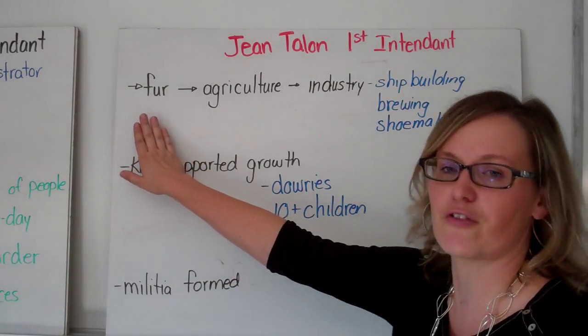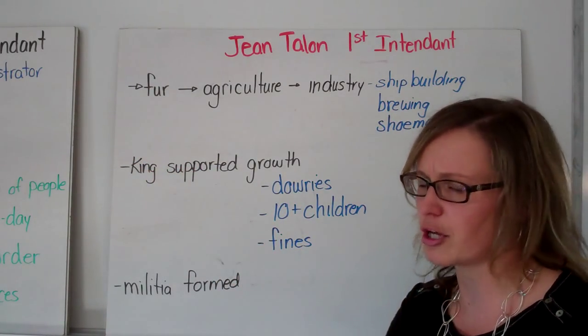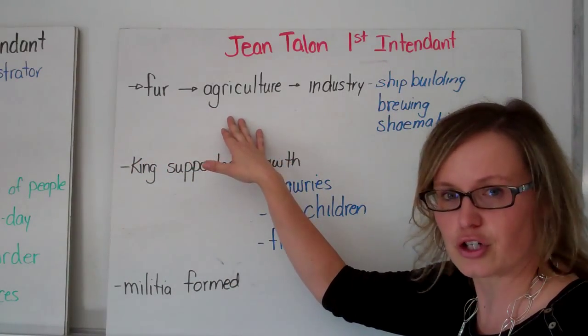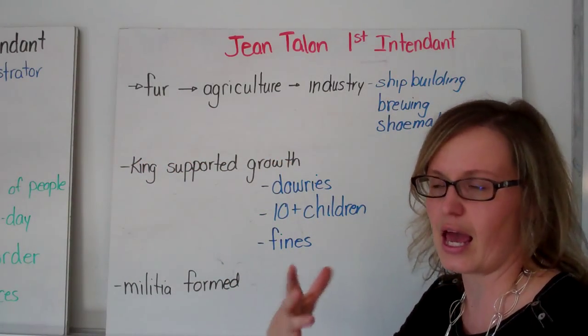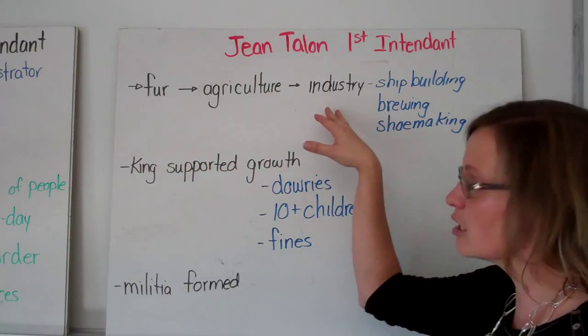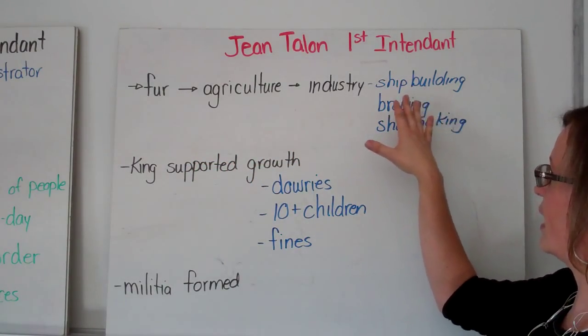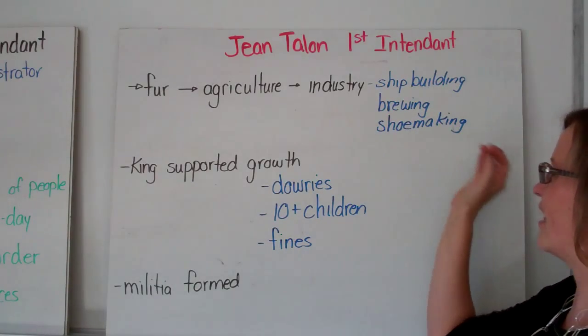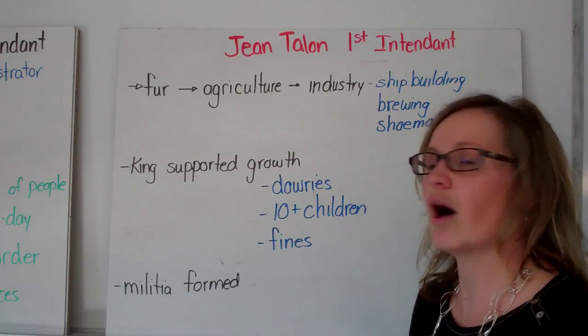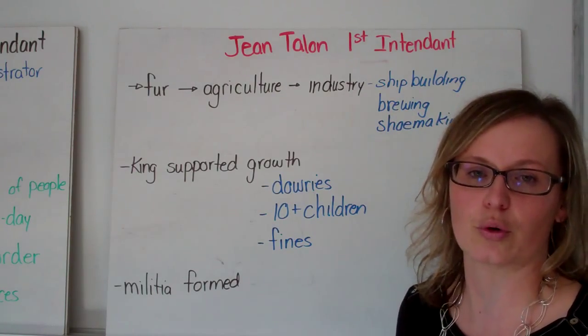So he wanted to take it from the fur trade, that industry that brought everybody over, to agriculture, so they could sustain life and take care of themselves there, and eventually move to industry, so they could actually make money. And he started shipbuilding, brewing, and shoemaking industries. He wanted New France to not be so reliant on France.